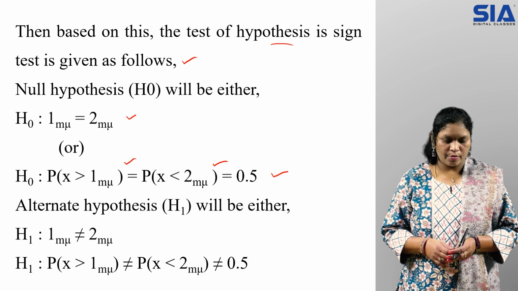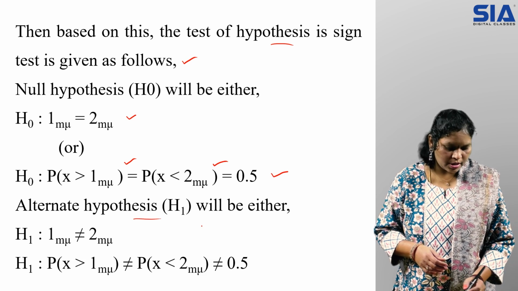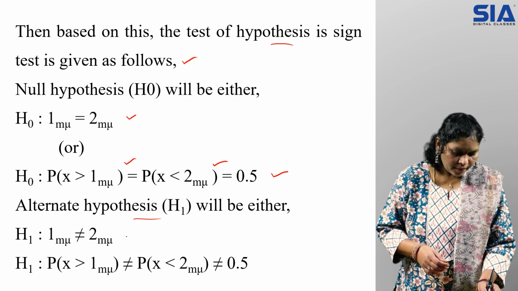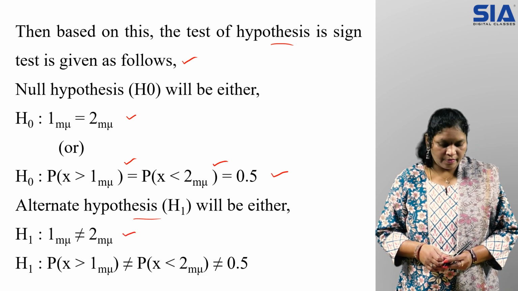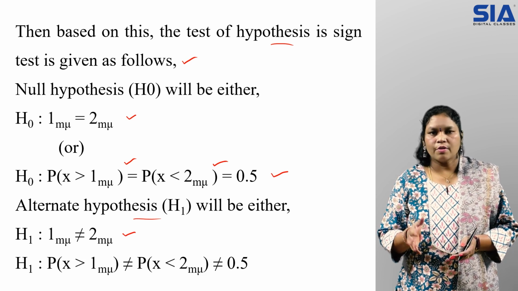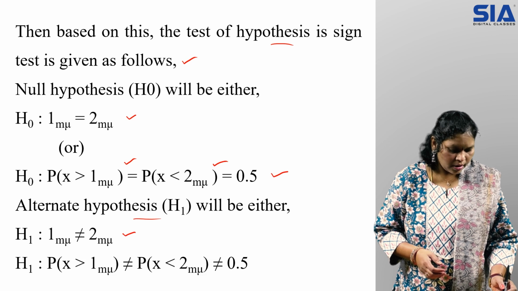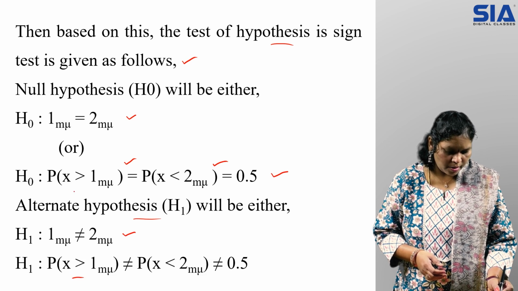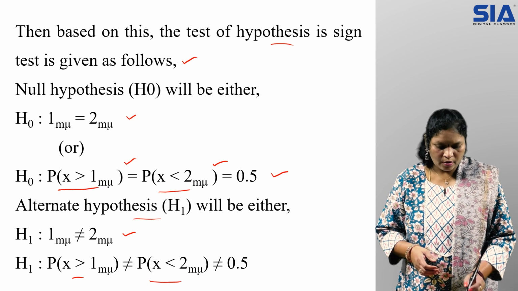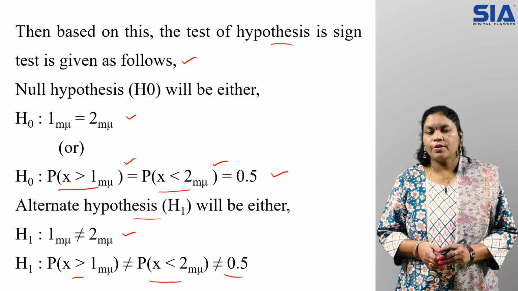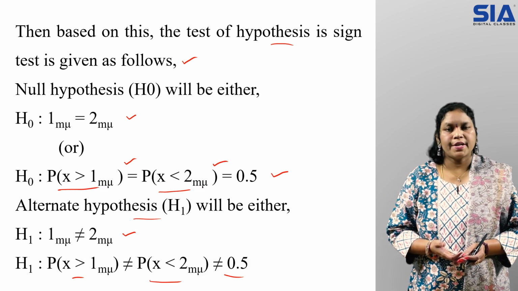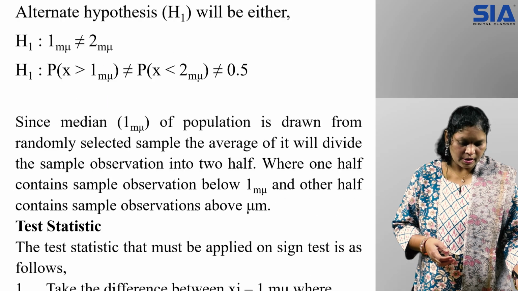Now let us frame the alternative hypothesis also. The alternative hypothesis H1 will have three cases. The first one is mu 1 not equal to mu 2, since for the first we considered equal to in the null, obviously not equal to is one of the cases. For the second, the probability of x greater than mu 1, the same as in the null hypothesis, but with a not equal to symbol, so not equal to 0.5. We know the alternative is the opposite of the null hypothesis, so where we considered equal to, we have to specify not equal to.